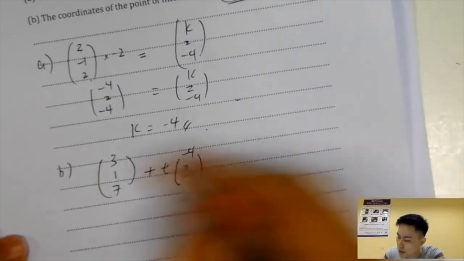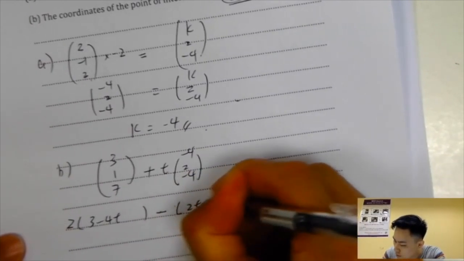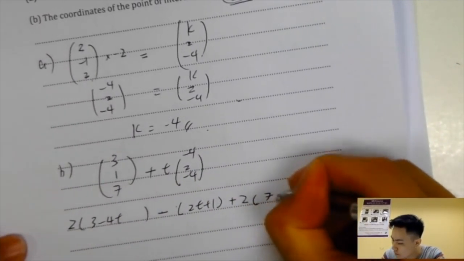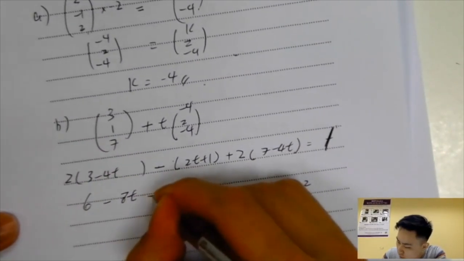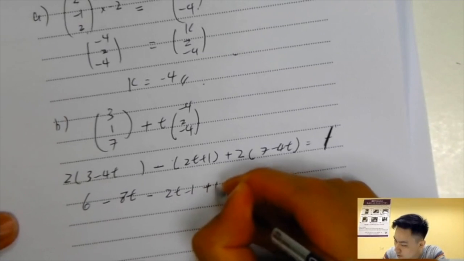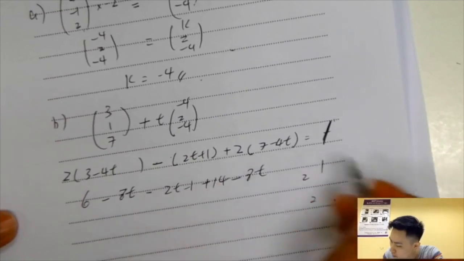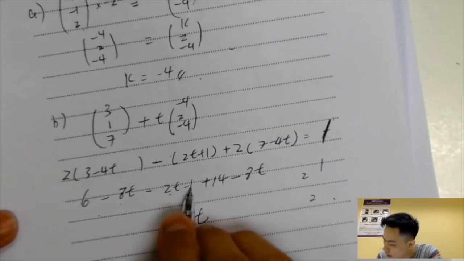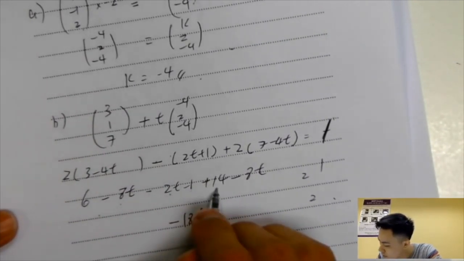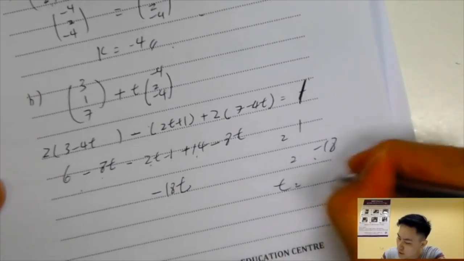Sub back into the plane. So that's 2x, x is 3 minus 4t, minus y, y is just 2t plus 1, plus 2z, z is just 7 minus 4t. That equals 1. Okay, and then just expand all that. So it will be 6 minus 8t minus 2t minus 1 plus 14 minus 8t equals 1, right? So just find the t value. That will be minus 18t. 6 minus 1 is 5. 5 plus 14 is 19. So 1 minus 19 is equal to minus 18. So basically t is equal to 1, right?